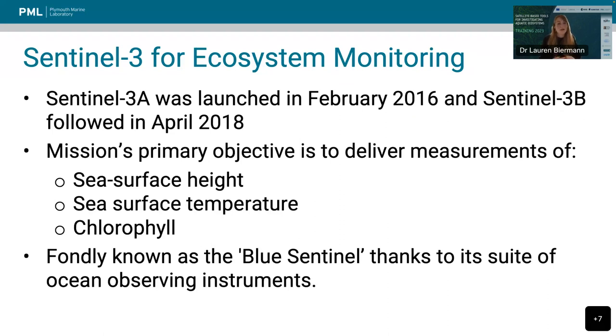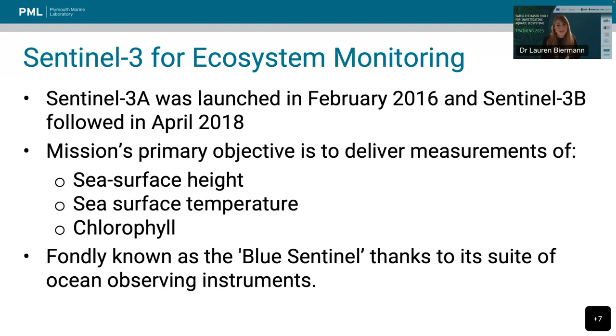So the Sentinels always act as a constellation of two, and they do that in order to cover themselves in case something goes wrong with one of the satellites, but also because of cloud gaps. OLCI is a passive sensor. It cannot see through cloud.